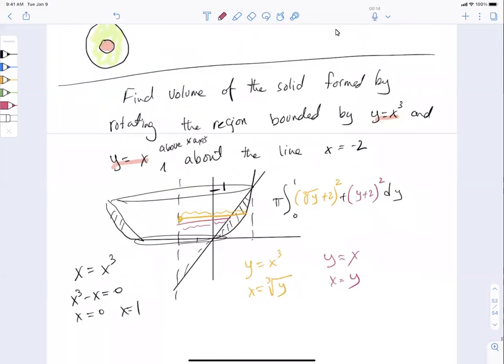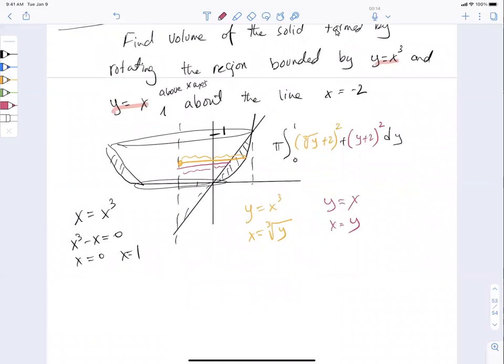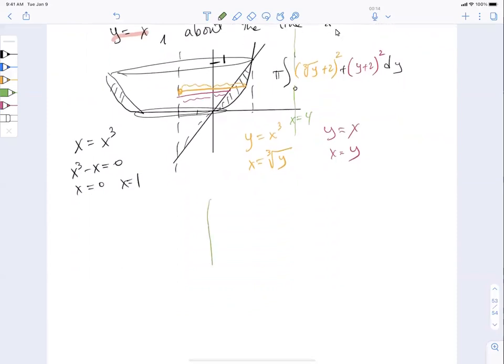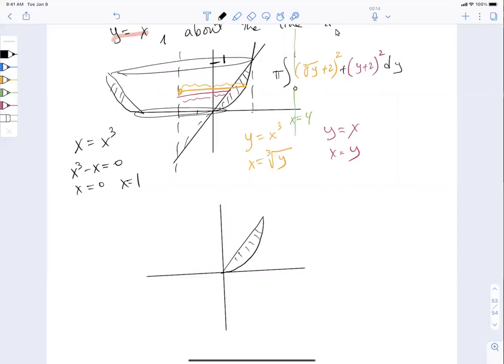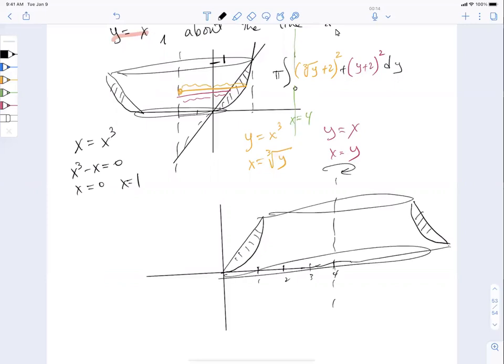Actually, I want to do one more for you guys. Let's do the same one, but let's rotate it about the line x equal to 4. So I'm going to draw a new shape, of course. This is x equal to 1, y equal to x. This is y equal to x cubed, and I'm only looking at the positive side. This is x equal to 1, x equal to 2, x equal to 3, and x equal to 4. And this is the line of rotation. After a while, the process seems very repetitive, but you still have to know what is the region you're calculating the volume of.